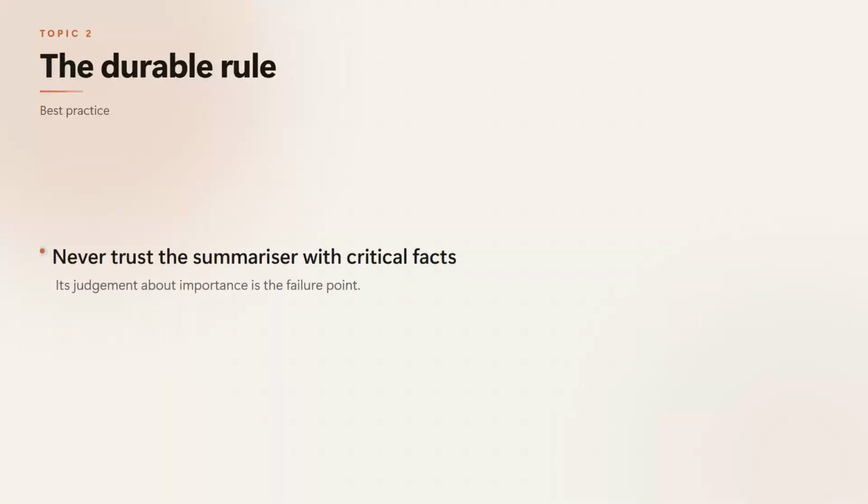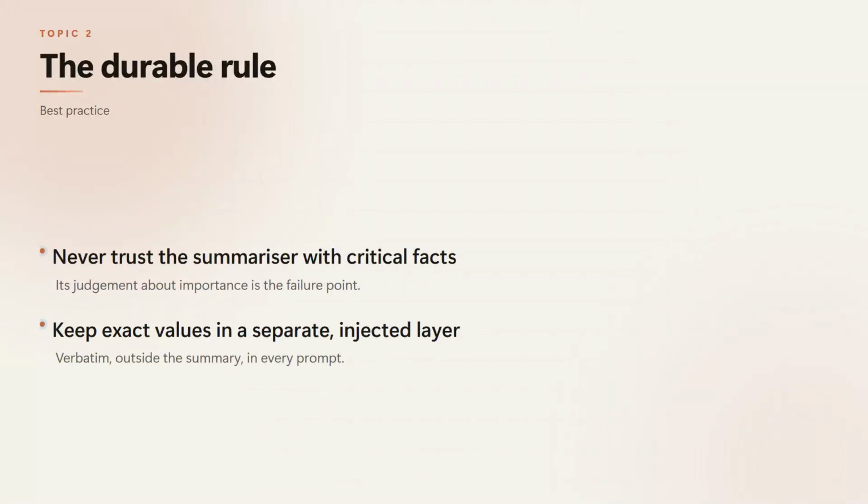The durable rule is, never trust the summarizer with facts you cannot afford to lose. Its judgment about importance is the failure point, so the fix is to put those facts somewhere it cannot reach, a separate layer injected into every prompt. This is true outside any exam and useful in any system you build next year. Rejecting the option to instruct the summarizer to be more careful is the key, because that keeps the facts inside the summary where they still get distorted.